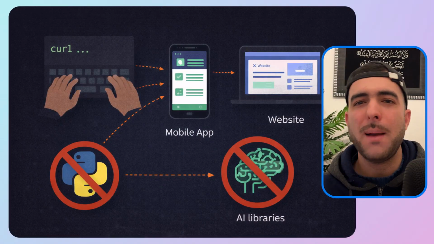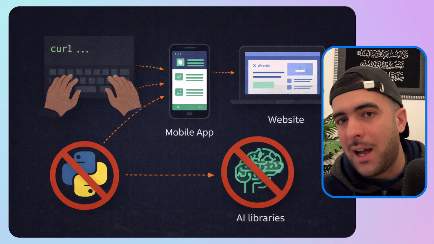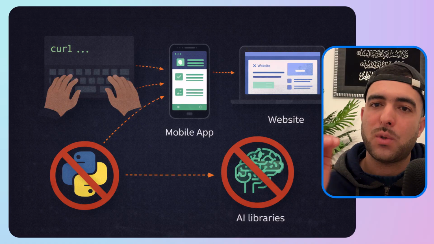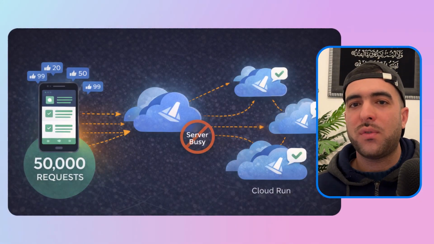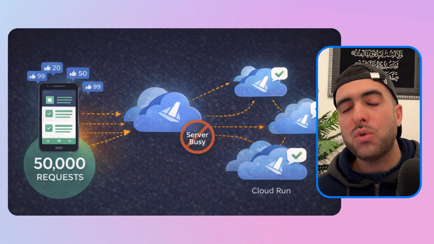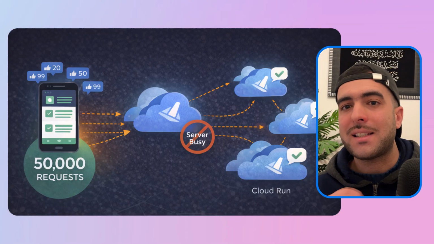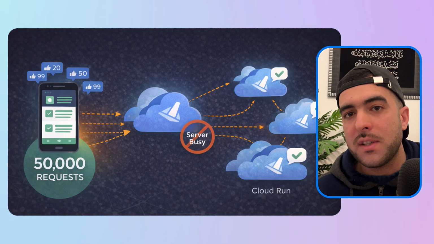Now in the professional world, the client isn't usually a person typing curl. It's actually another piece of software. So it could be a mobile app or a website, and they don't need to install Python or AI libraries. They just need to know how to send requests to your service. Of course, if the client app goes viral and sends 50,000 requests at once, your Cloud Run service instantly scales and handles it, so the client never experiences a service busy error.